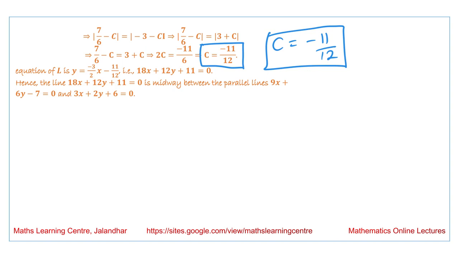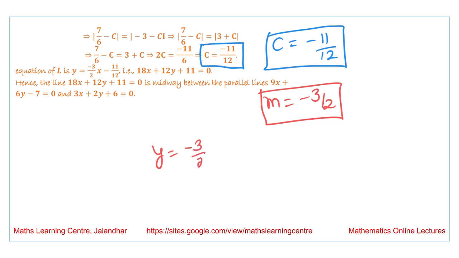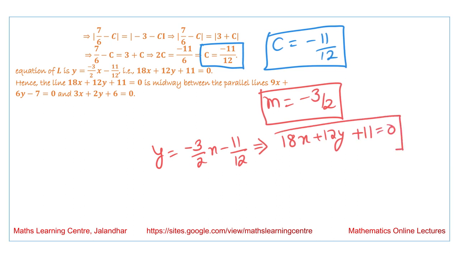The value of slope of this line m we have already obtained, it is minus 3 by 2. So the equation of the required line is y is equal to minus 3 by 2x minus 11 by 12. So this implies 18x plus 12y plus 11 is equal to 0. So this is the equation of the line midway between these two parallel lines.